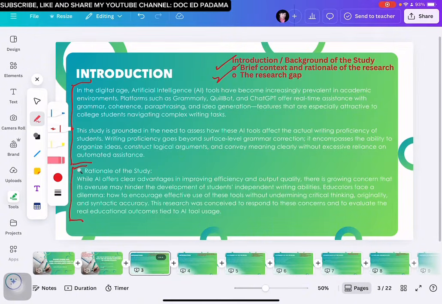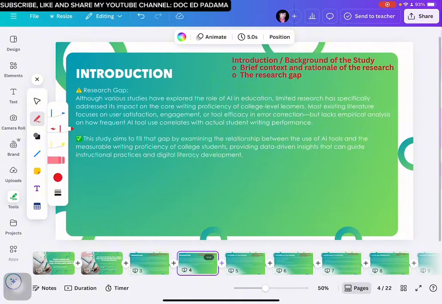Okay? The next part of this content, still under introduction and background of the study, is the research gap. So this is the part where you present the research gap of your study as reflected again in your research manuscript. So this particular discussion under the research gap should be a reflection and a summary of the research gap discussion in your manuscript. And then the latter part is just to conclude and wrap up what is being presented in the research gap.